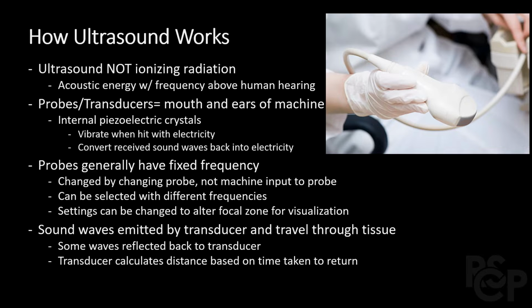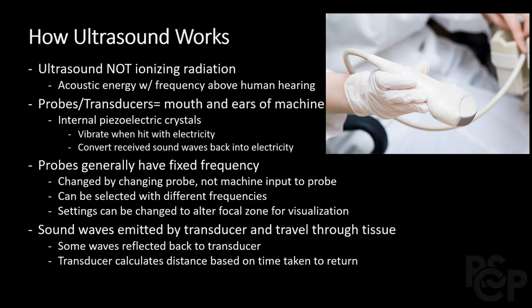So just a general brief overview of how ultrasound works. It's important to note that ultrasound is not ionizing radiation. It's all acoustic energy that has a frequency above human hearing. Probes and transducers are the mouth and ears of the machine. They are very important. A sound wave is made by a piezoelectric transducer in a probe. These vibrate when hit with electricity and convert received sound waves back into electricity.